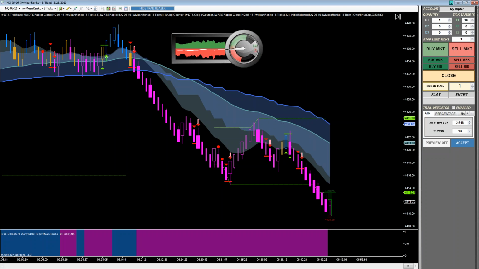And it looks like we would have found our first profit target, and the rest of our stops would be at break even now, if you're using a break even trigger, that is.